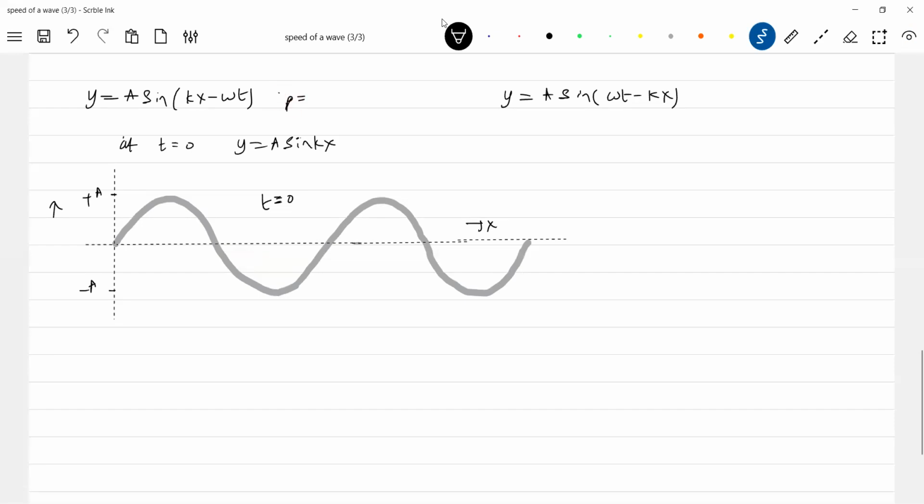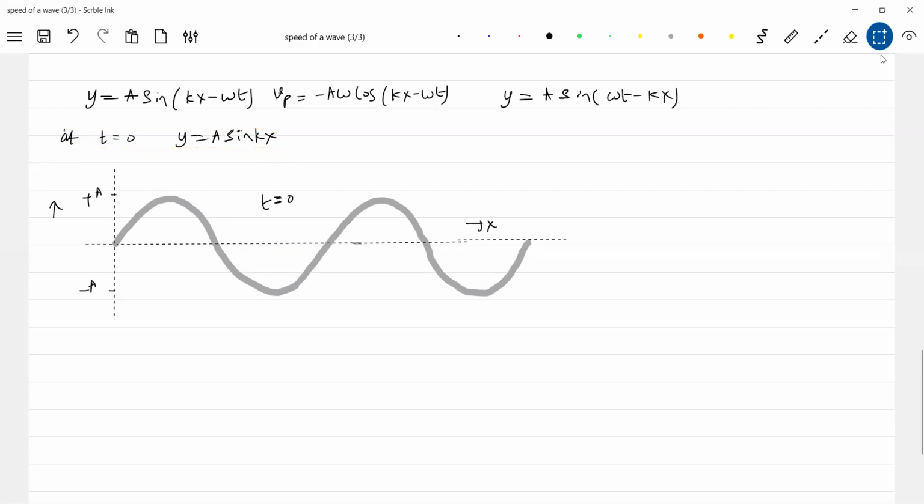The particle velocity Vp should be equal to minus a omega cos kx minus omega t. Put t equal to 0. If you put t equal to 0, what is the equation we'll get? Vp is equal to, put x equal to 0, minus a omega. So the point which is at x equals 0, it should have velocity in what direction? Should be downward, no? I think this is the basics that we have.